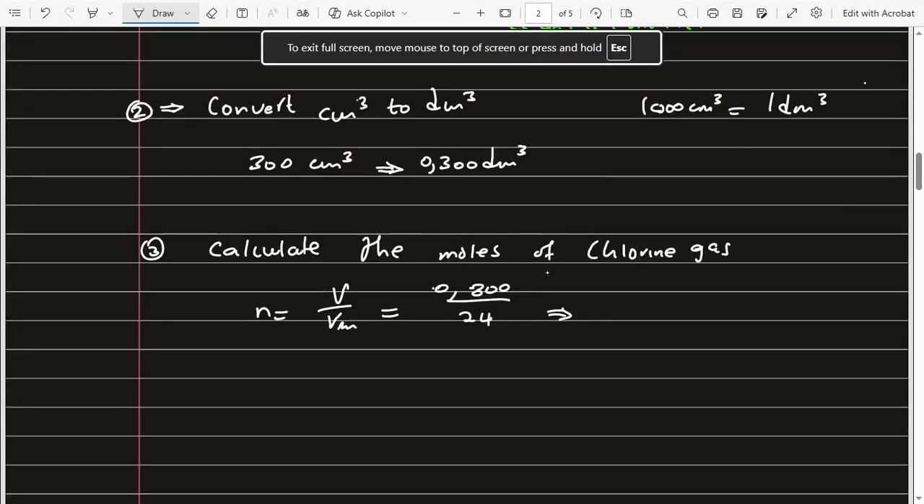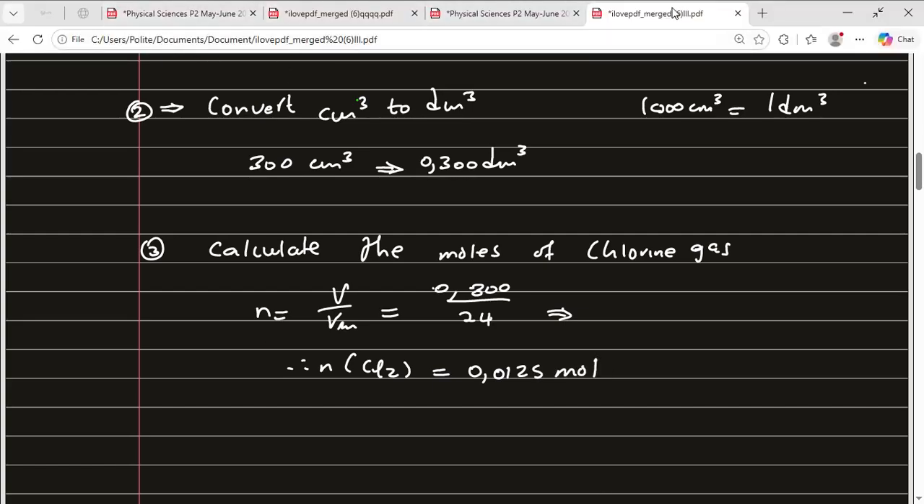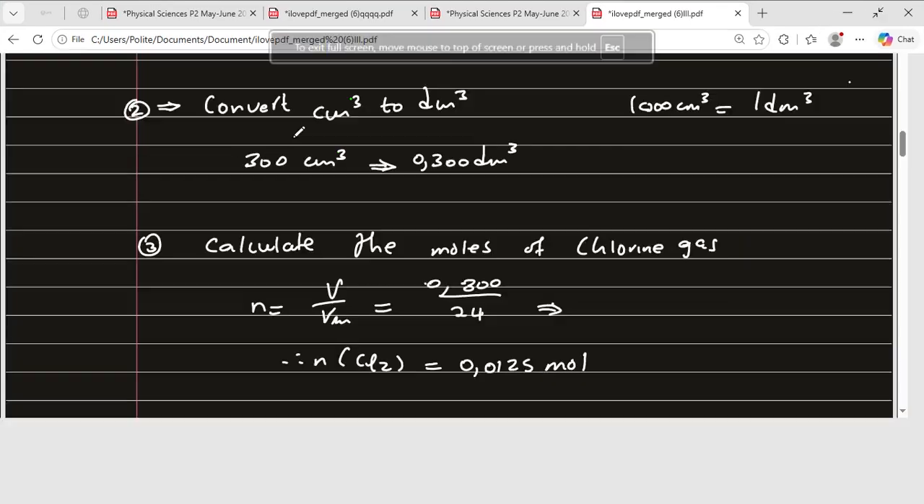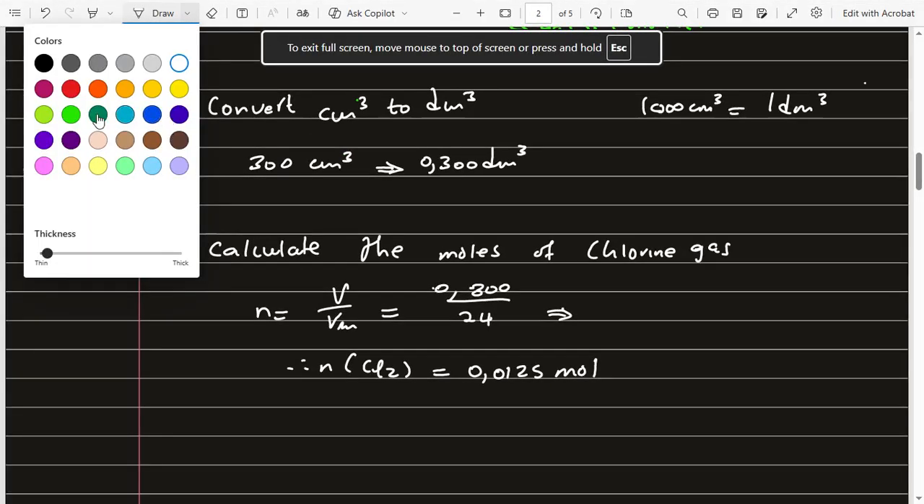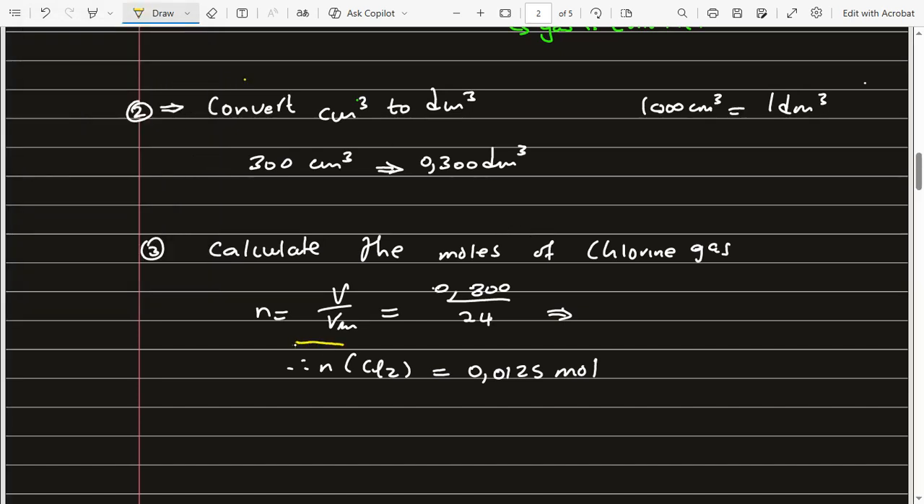So the number of moles for the chlorine gas, let me write it like this so that we don't forget, and I'll also highlight that. So the number of moles of Cl2 is equal to 0.0125 mole. Let me quickly highlight that so I can show that I'm going to use this answer in future. Just follow my steps, you'll see what is going on here. So this is the number of moles of that chlorine, and we'll definitely need that.